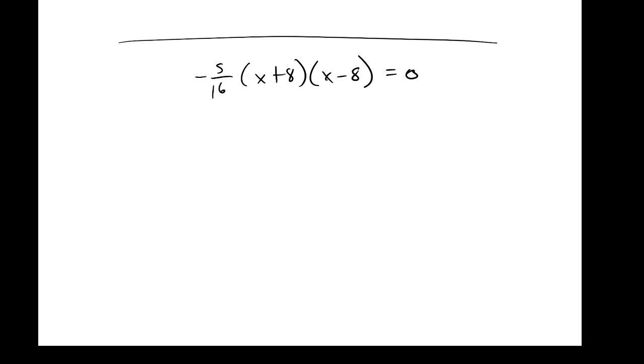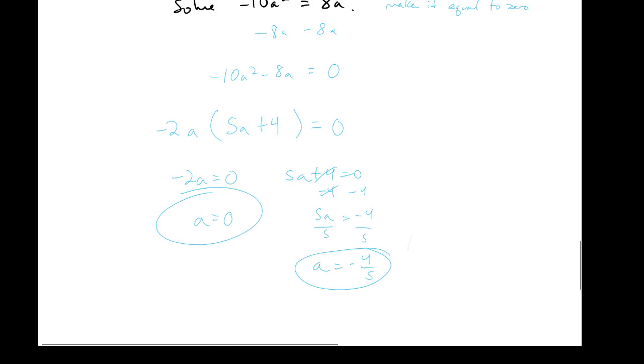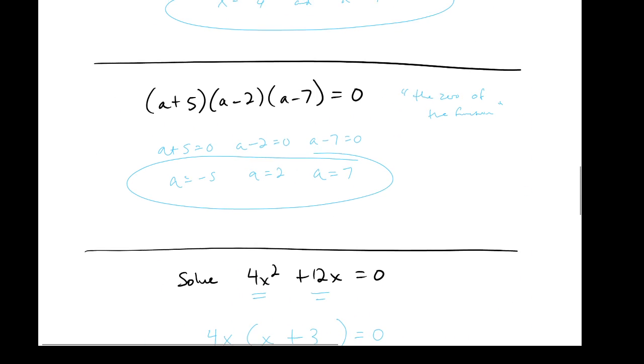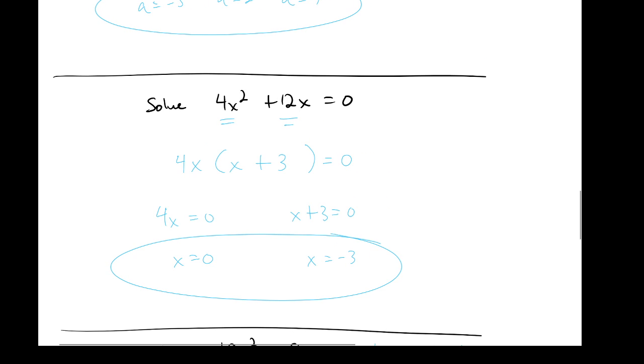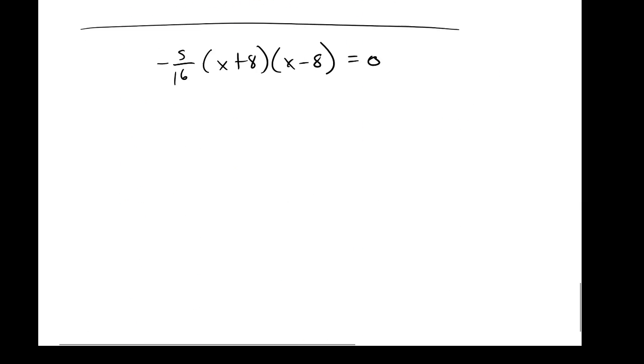Now, here's the trick. There's a big difference. We were dealing with this problem back up here. Let's go back. Here, this guy. I had monomial times binomial, 4x times x plus 3. When I have 4x times x plus 3, I have 4x equal to 0 and x plus 3 equal to 0. But I can do that because each of these has a variable that I can set equal to 0. That's irrelevant here.